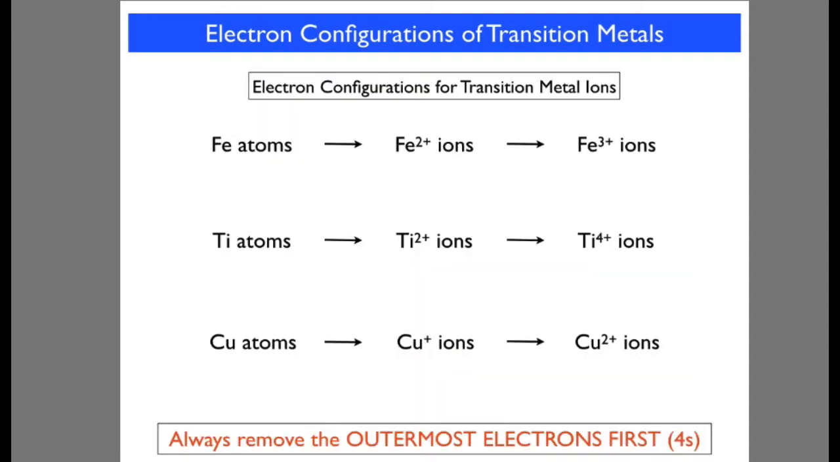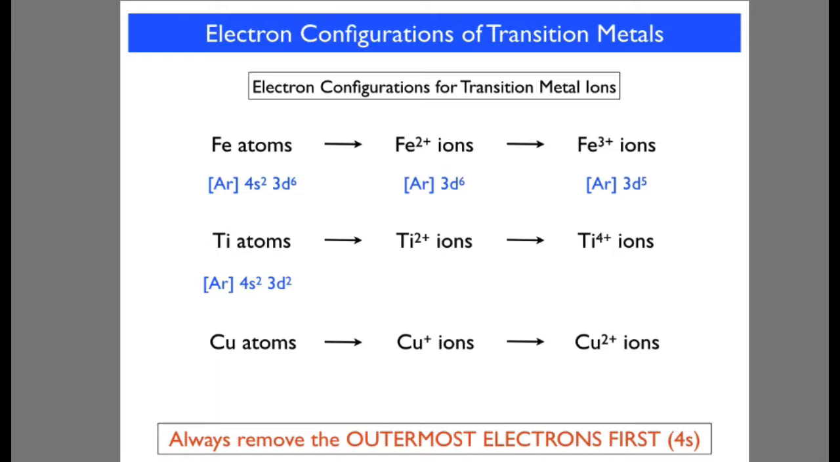The electron configuration for transition metal ions: you should already know this, we've been through this before. This is kind of a recap. So iron has an outer electron configuration of 4s2 3d6, and as we know, we'll lose those s electrons, giving 3d6 for iron 2+, and we'll lose 1 d electron to make iron 3+.